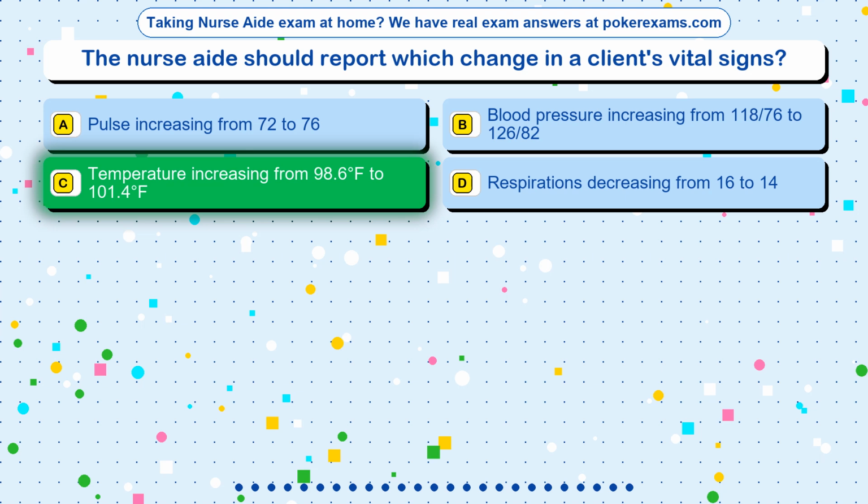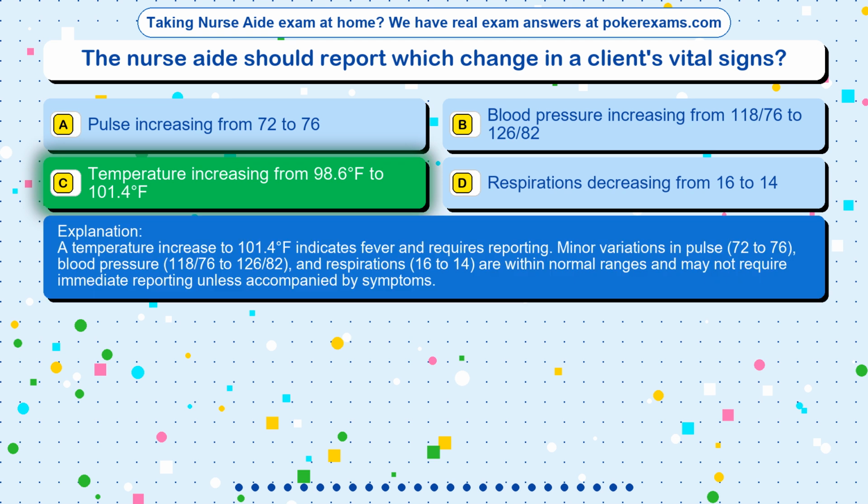The correct answer is option C, temperature increasing from 98.6 degrees Fahrenheit to 101.4 degrees Fahrenheit. A temperature increase to 101.4 degrees Fahrenheit indicates fever and requires reporting. Minor variations in pulse, 72 to 76, blood pressure, 118/76 to 126/82, and respirations, 16 to 14, are within normal ranges and may not require immediate reporting unless accompanied by symptoms.